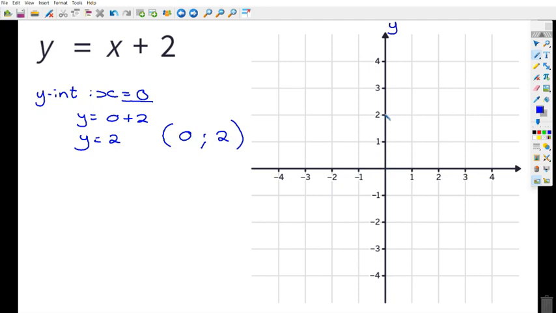Let's go plot that point. I go to x is 0, and I go to y is 2, and there's my first point. Let's label it (0, 2).